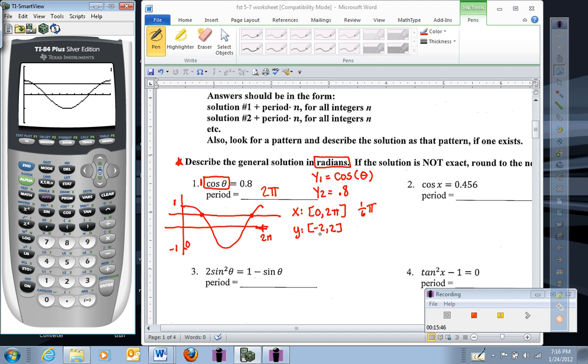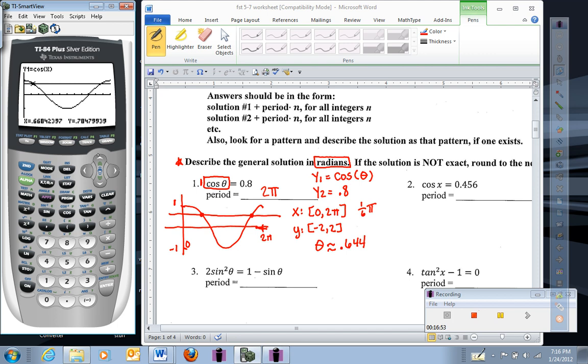Okay, so my first solution that I find is theta is about 0.644. Now I want to go to my radian actor, and I want to see if 0.644 is on my radian actor. And I see that it's kind of close to 2/9 pi, but it's not a number on my radian actor. So I'm convinced here that this is some sort of approximation, 0.644.